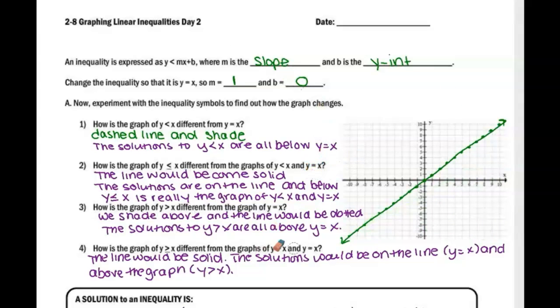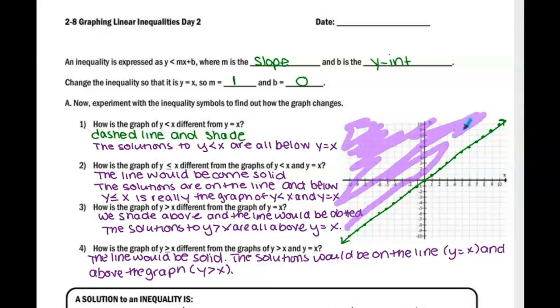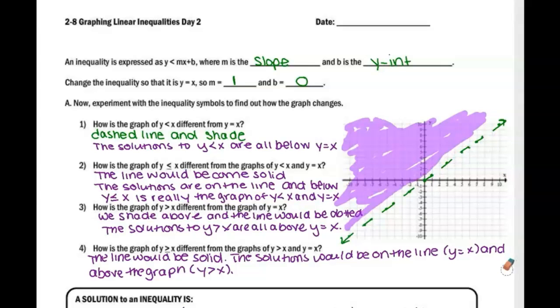So in number 3, now our difference is that y is greater than x. Well, if y is greater than x, then those are the points above the line, because it's all those points above it that are going to be greater than it. Now again, y is greater than but not equal to, so my line has to become dashed. And again, the idea here is that the solutions are not included on the line since the line is dashed. So it's just the y values greater than those points on the line.